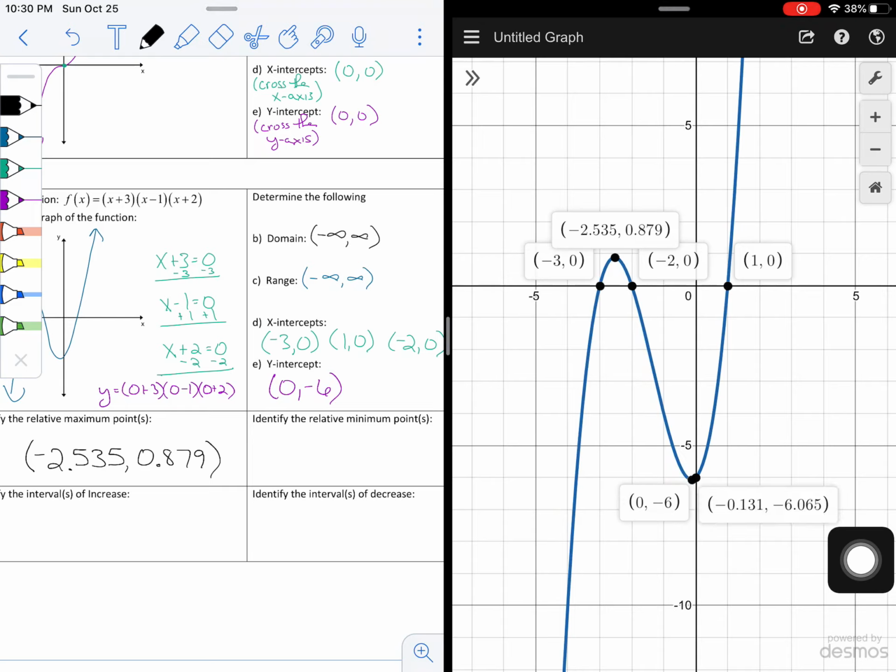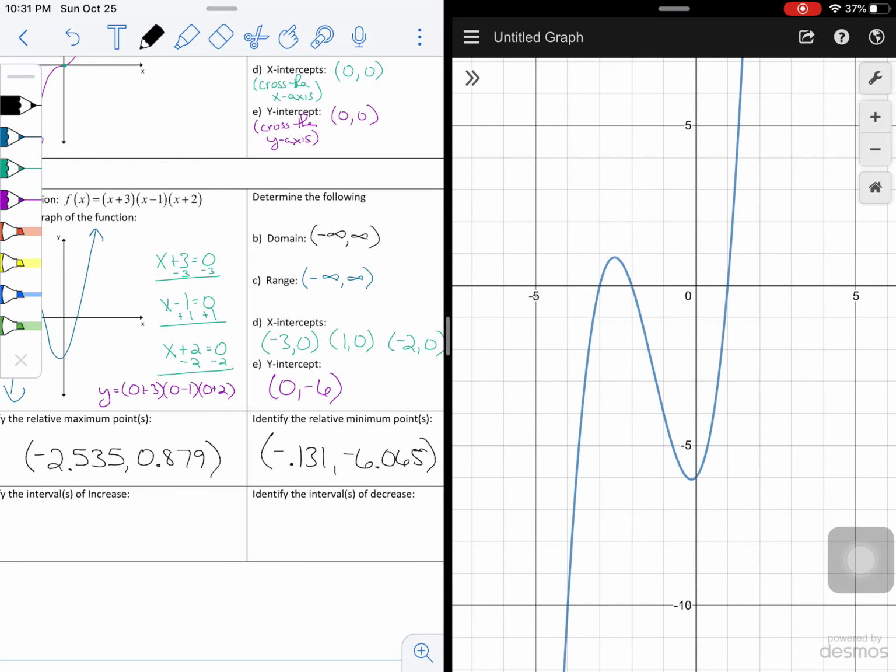All right, so let's go ahead and hit that little point there. Relative minimum, negative 0.131 and negative 6.065. All right. Now, your relative minimum and your relative maximum break up your graph into a couple of pieces.